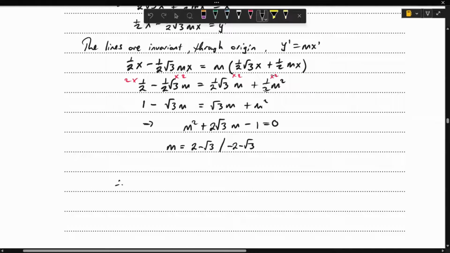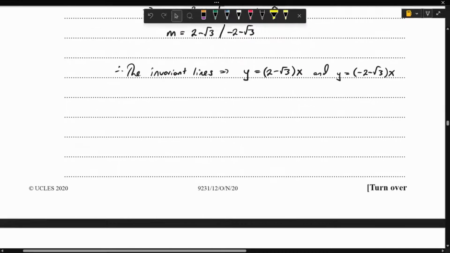Therefore, the invariant lines through the origin will be y is equal to 2 minus root 3 of x and y is equal to minus 2 minus root 3 of x. So that's the answer to this particular question, and that's how we do it. Let's go on to the next question.